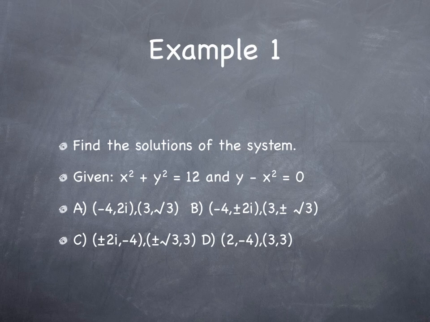This is a traditional example of a nonlinear system. The goal of these problems is to discern where the two equations intersect. Thus, we need x and y values to form coordinates. So in this problem, we're asked to find the solutions of the system, given that x squared plus y squared equals 12 and y minus x squared equals 0.